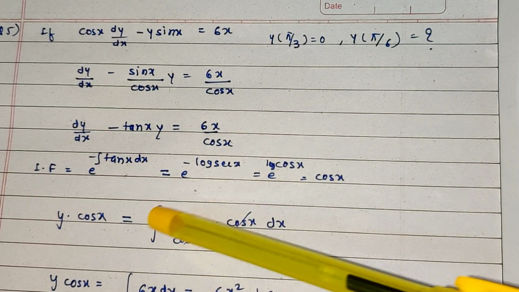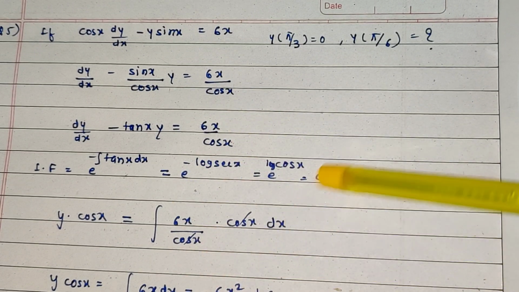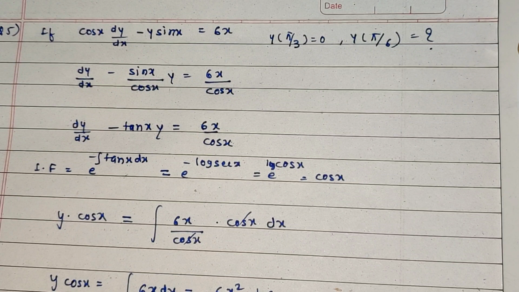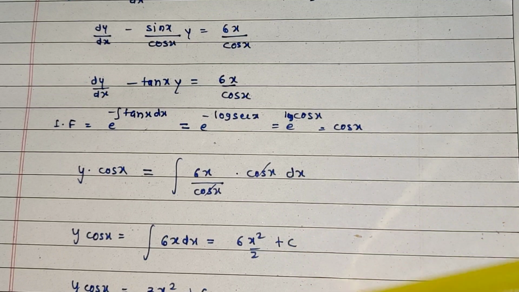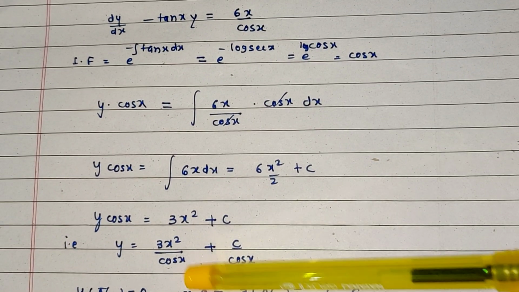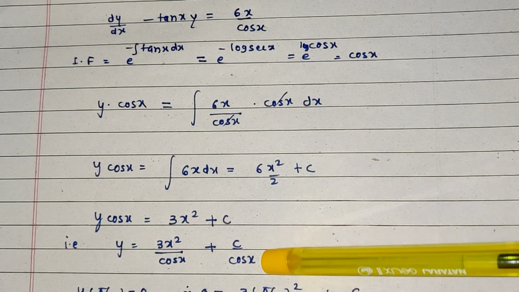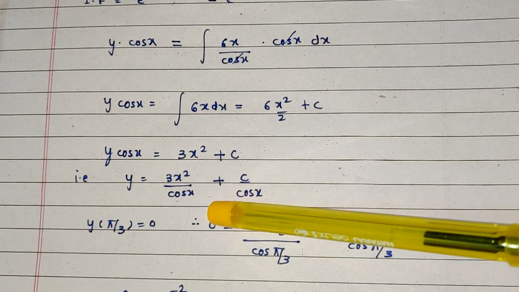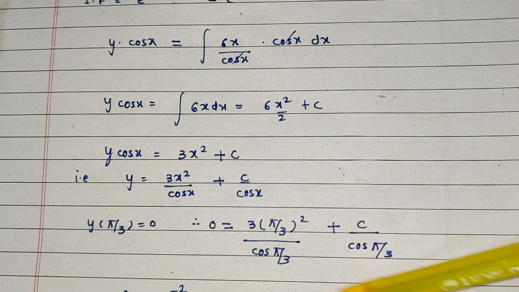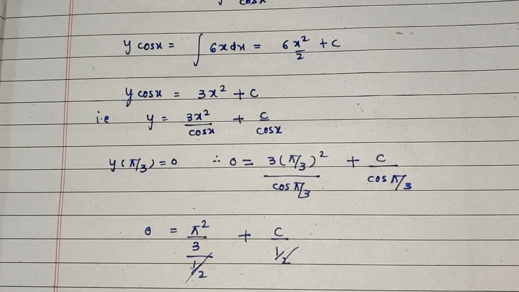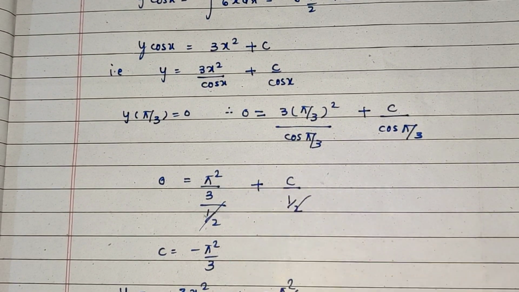So general solution is y into integrating factor, that is cos x, equals integration of 6x upon cos x into cos x dx. y cos x equals integration of 6x, that is 6x square upon 2 plus c, y cos x is 3x square plus c. So y is 3x square upon cos x plus c upon cos x. x is pi by 3, then y is 0. Substitute here and you will get 3c is equal to minus pi square upon 3.